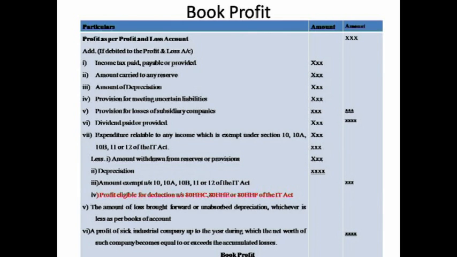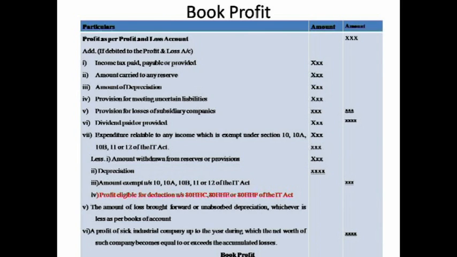So, to calculate the book profit, we have to start from the profit and loss account. The profit and loss balance is the starting point. Then you have to add certain items and deduct certain items. For example, income tax paid or payable, amount credited to any reserve, amount of depreciation, provision for meeting uncertain liabilities, provision for losses of subsidiary companies, dividend paid or provided, expenditure relating to any income which is exempt under section 10, 10A, 10B, 11, 12 of the Income Tax Act. So, all these items are to be added to the profit as per the profit and loss account.